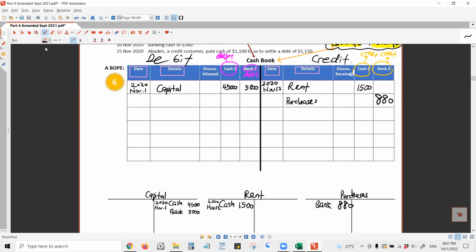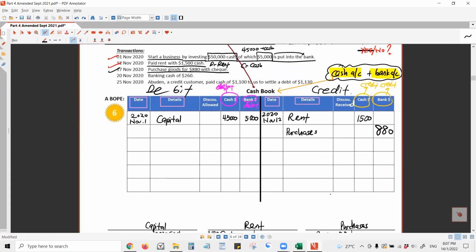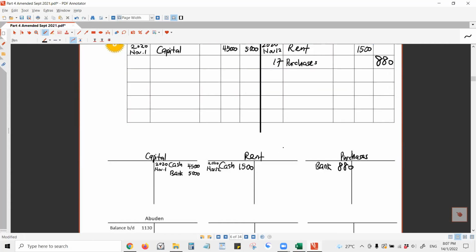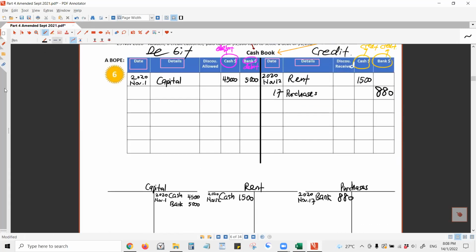Now continue. We see the next transaction. I forgot to write the date. 17, write it here. Also the same date here, 2020, November 17. Now we continue.